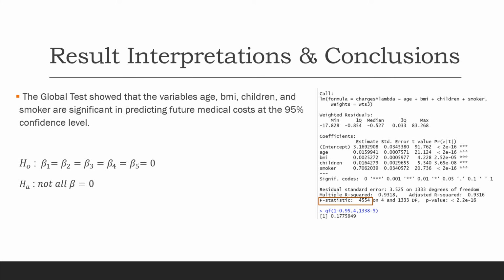In order to investigate the first research question, a global test was performed. From this, the F statistic was shown to be 4,554, and the critical value was found to be 0.1775949. Since the test statistic is greater than the critical value, we would reject the null hypothesis. This means that the variables age, BMI, children, and smoker are significant in predicting future medical costs at the 95% confidence level.